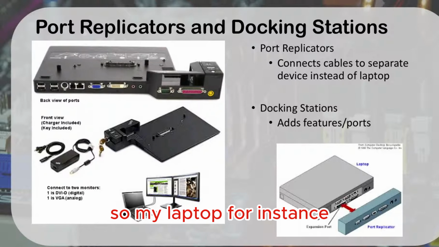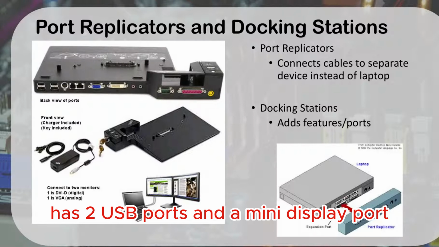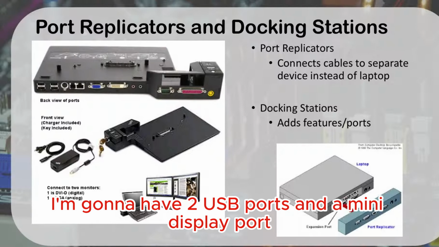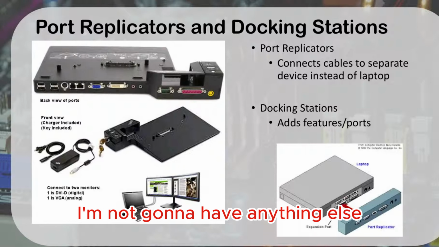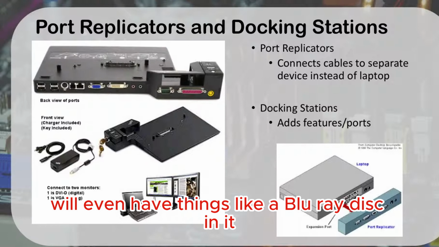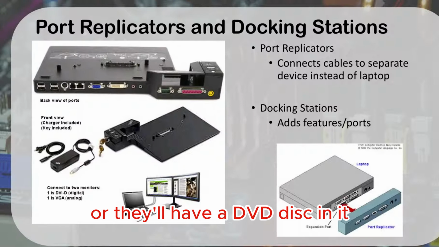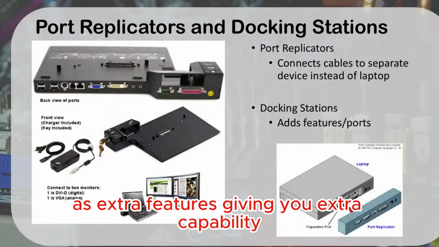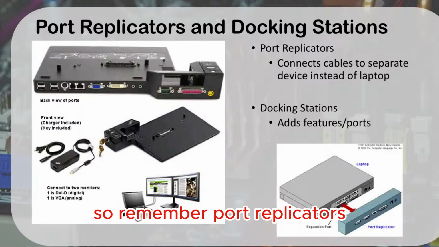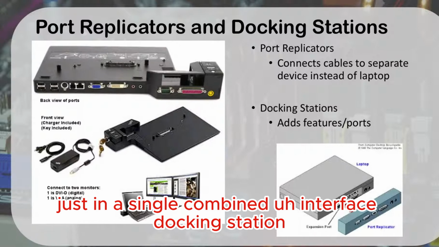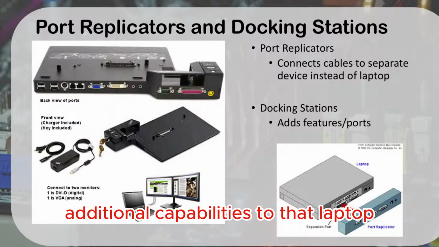It's got all sorts of different stuff on this port replicator that the original laptop may never even have had. So my laptop, for instance, has 2 USB ports and a mini display port. If I used a port replicator, I'm going to have 2 USB ports and a mini display port. I'm not going to have anything else. Some of these docking stations will even have things like a Blu-ray disc in it, or they'll have a DVD disc in it, or an external hard drive in it. All the stuff of these can be added to this as extra features, giving you extra capability. So remember, port replicators, same ports you have on the laptop, just in a single combined interface. Docking station, it's going to give you additional capabilities to that laptop.